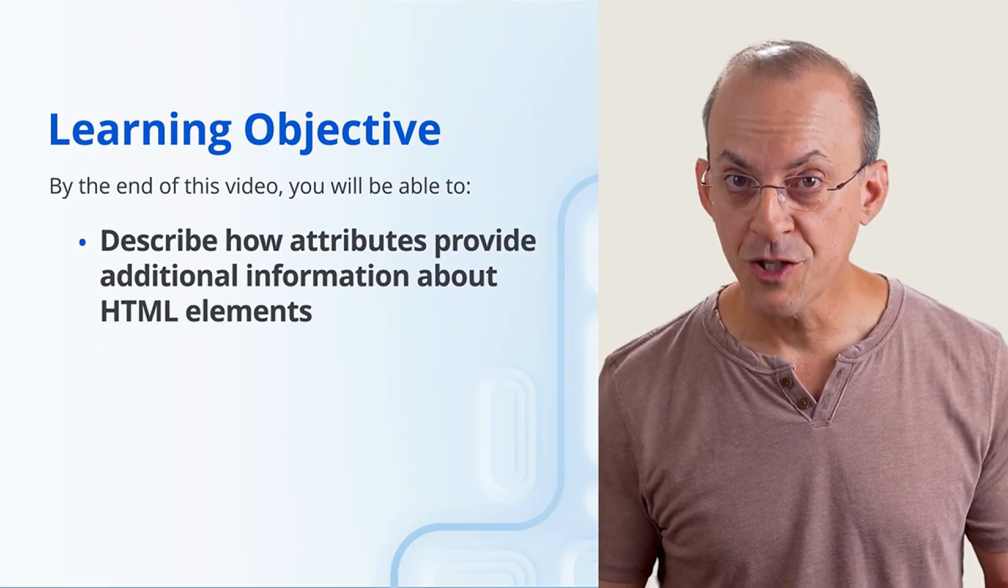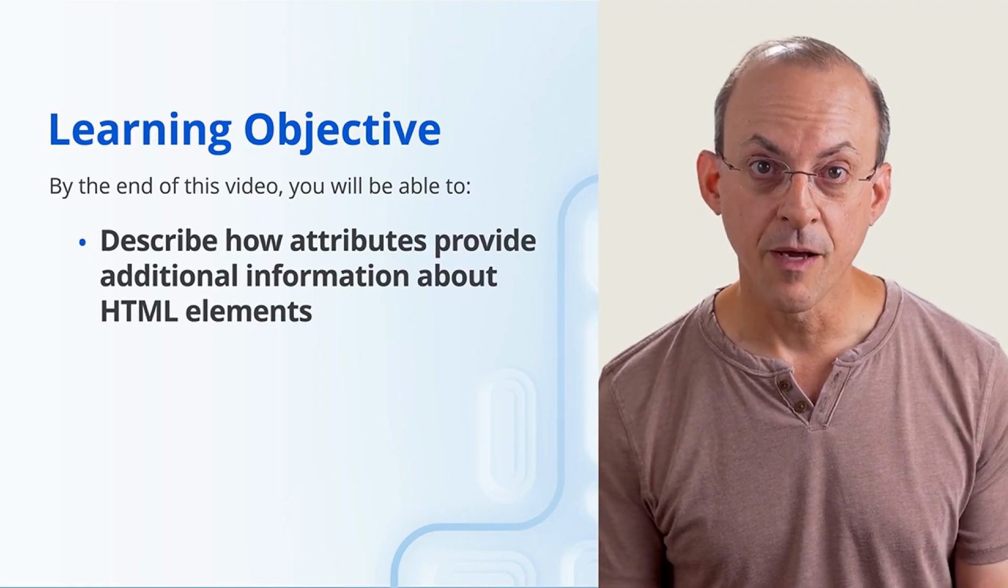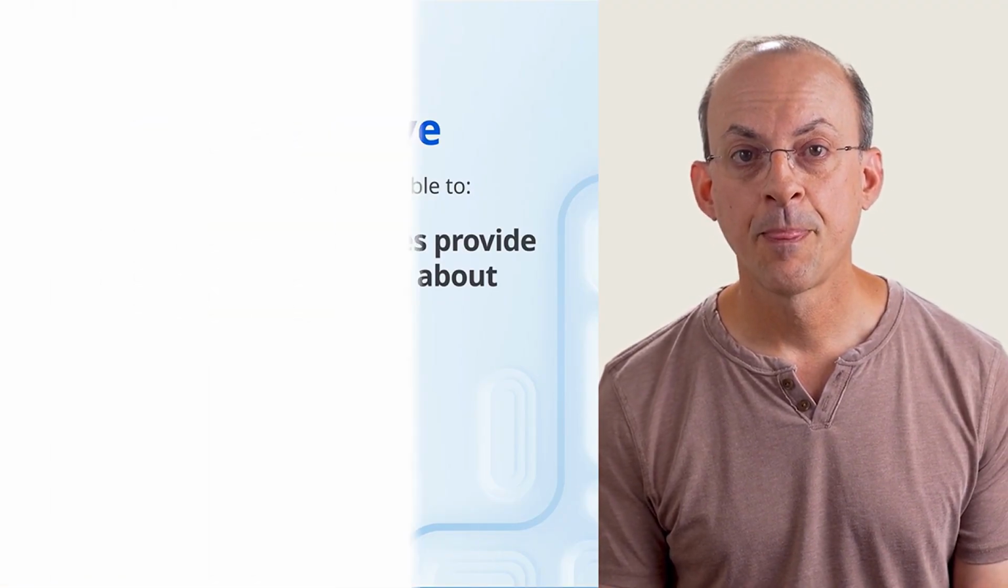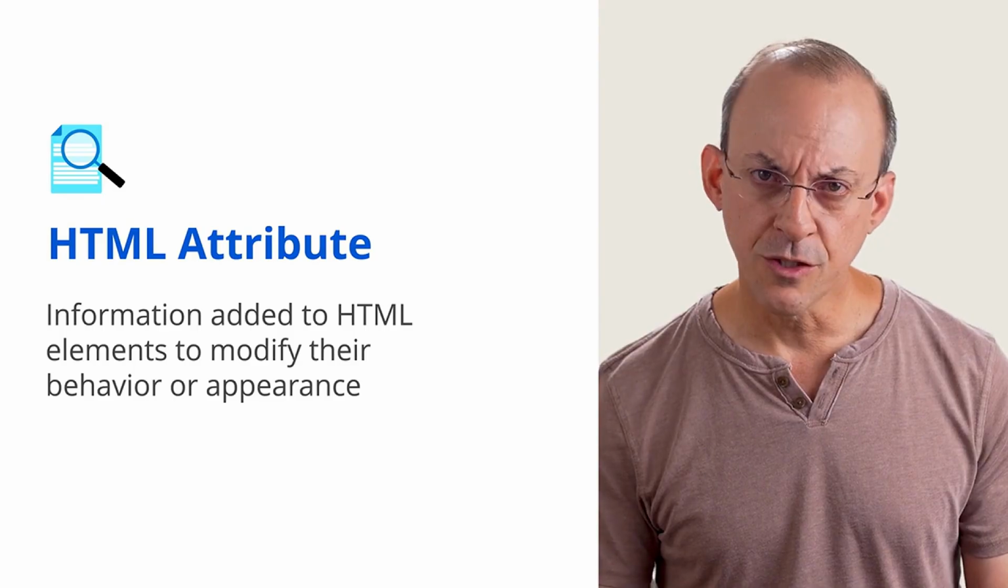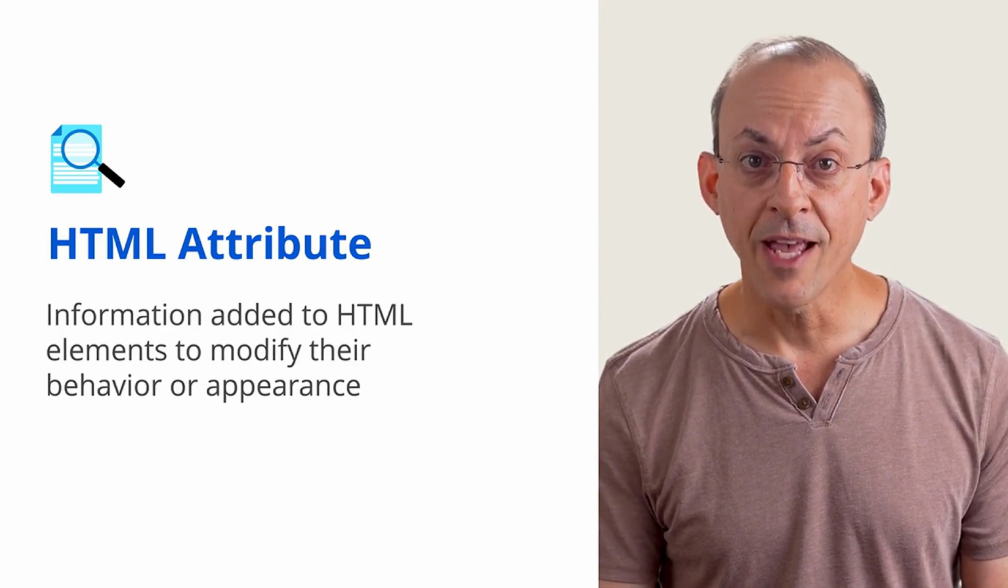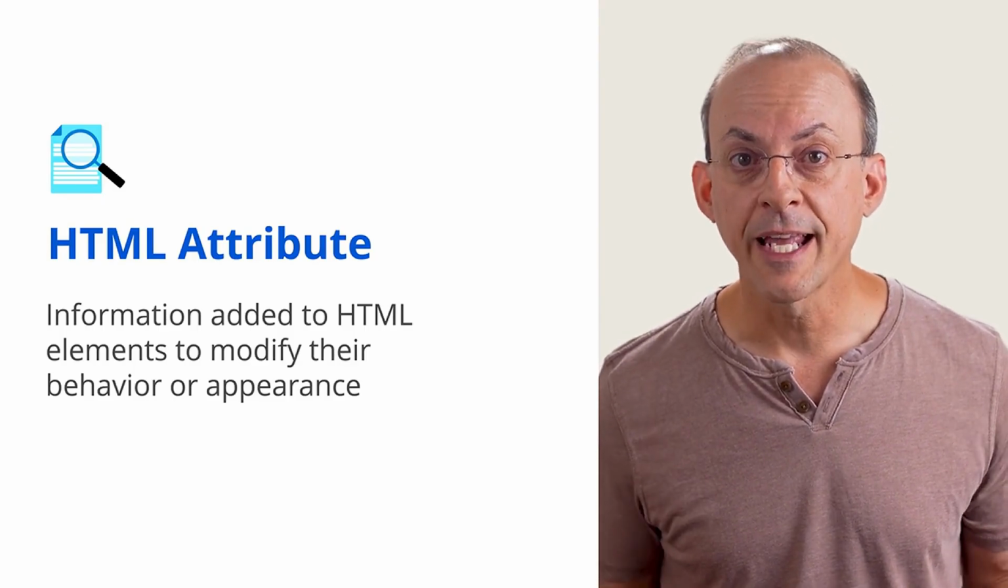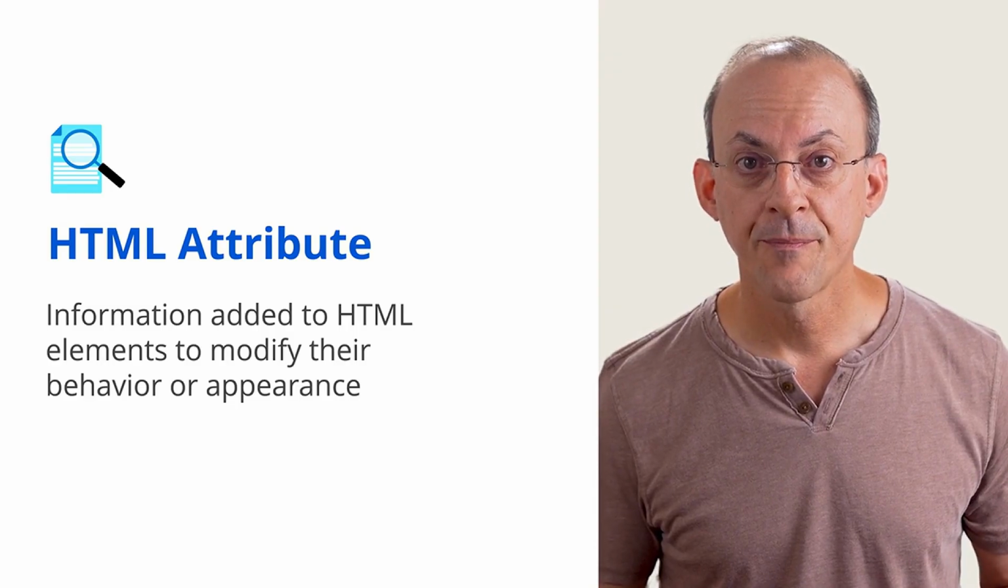Imagine having the ability to control every detail of your website's elements, everything from how they appear to how they behave. By understanding HTML attributes, you'll gain this control, making your web pages more dynamic and interactive. In this video, we will describe how attributes provide additional information about HTML elements. HTML attributes let you fine-tune how elements behave and appear, adding functionality and interactivity to your website.